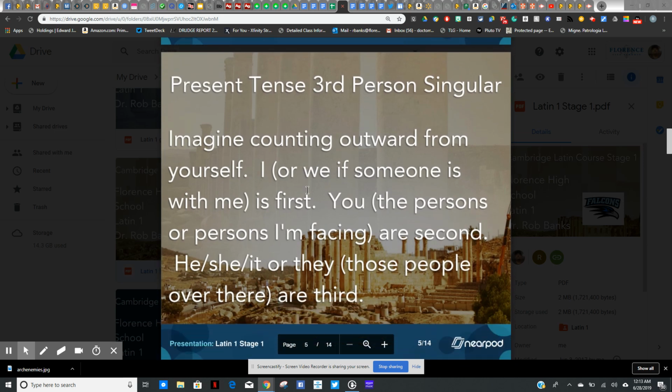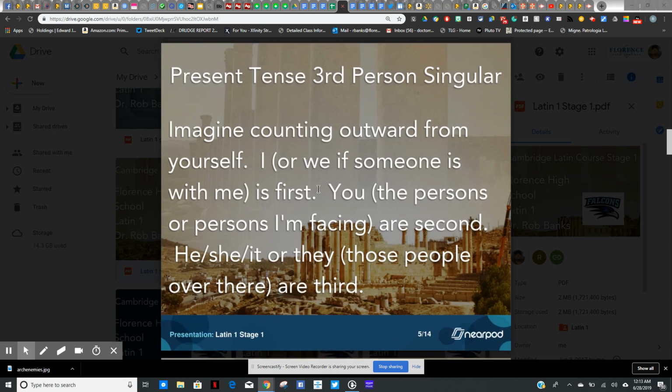And you can imagine counting out from yourself. So you start with yourself, I, or we, if someone else is with you. That's first. Okay, you, the person or persons I'm facing, right? They're right in front of you. That's second, right? Then he, she, it, or they, those people over there, the farthest from us, are third, right? First, second, third person.